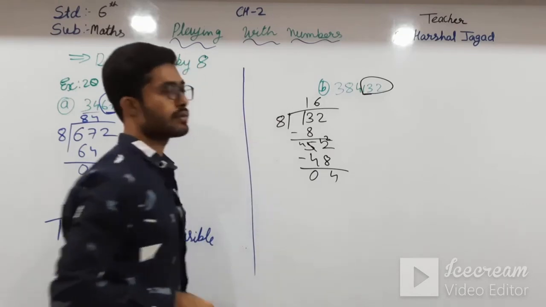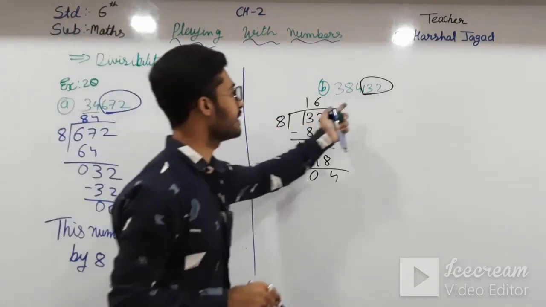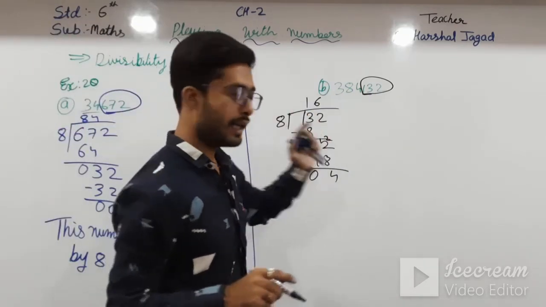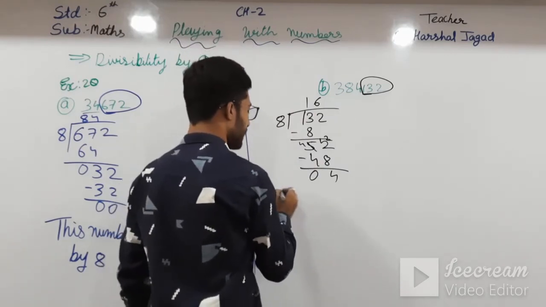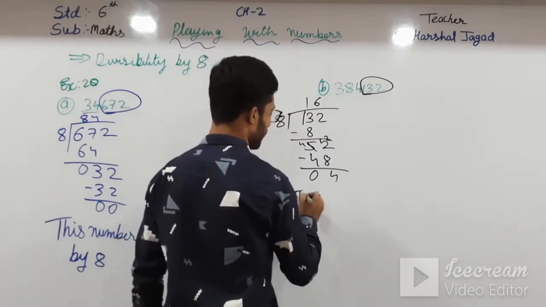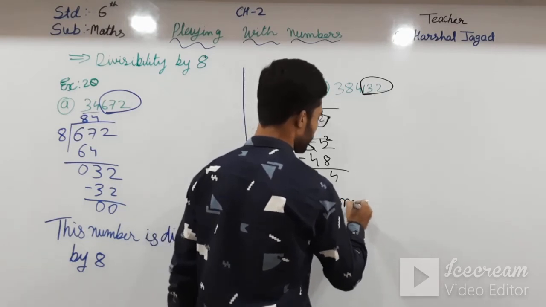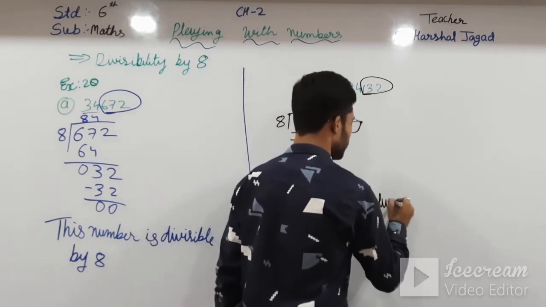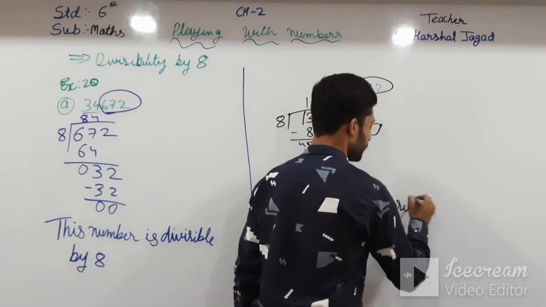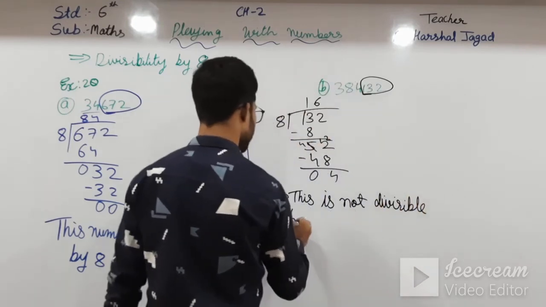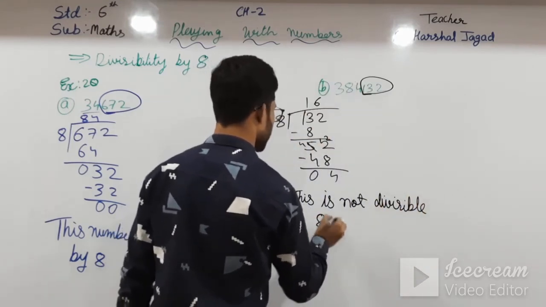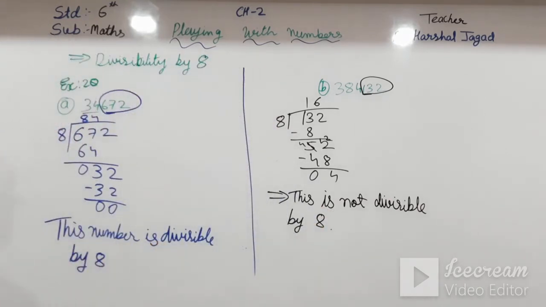Okay students, so this is not divisible by 8. The last 3 digits are not divisible by 8. So this is not divisible by 8. Okay students, please note down this, and then we will move further for the divisibility test of 9, 10 and 11.